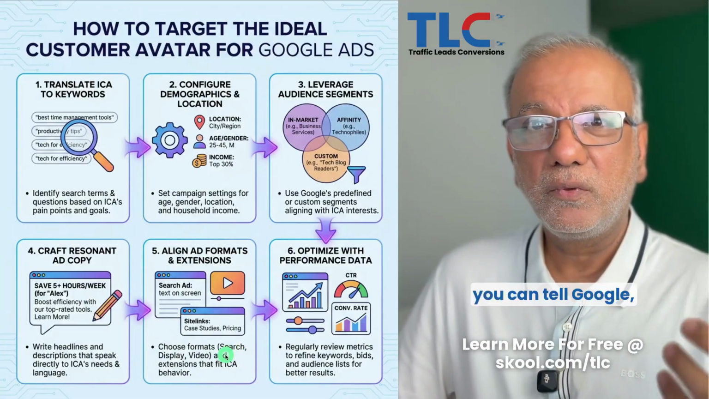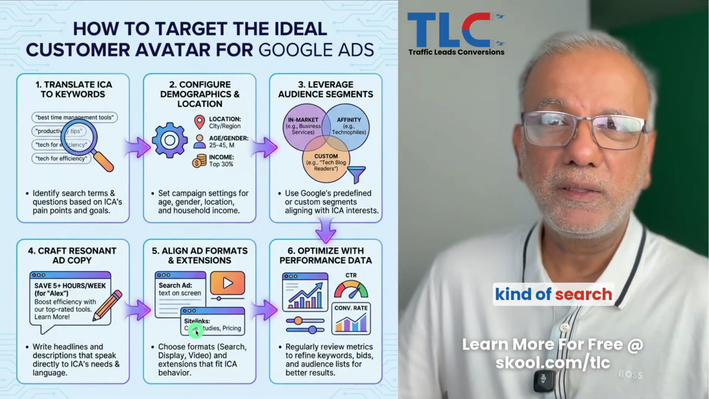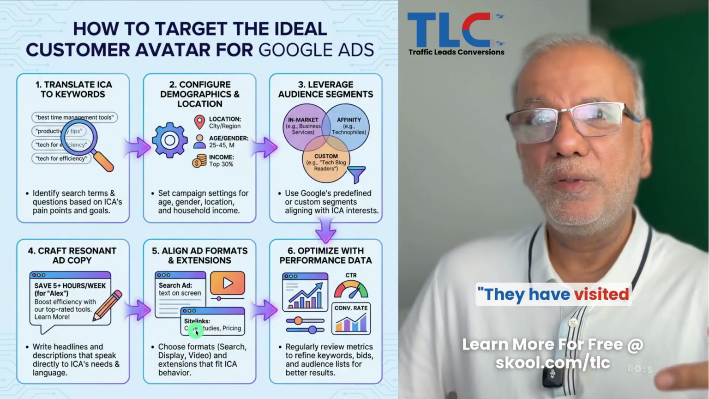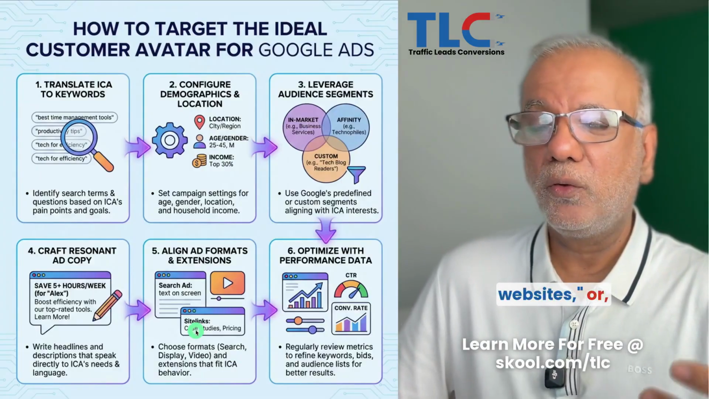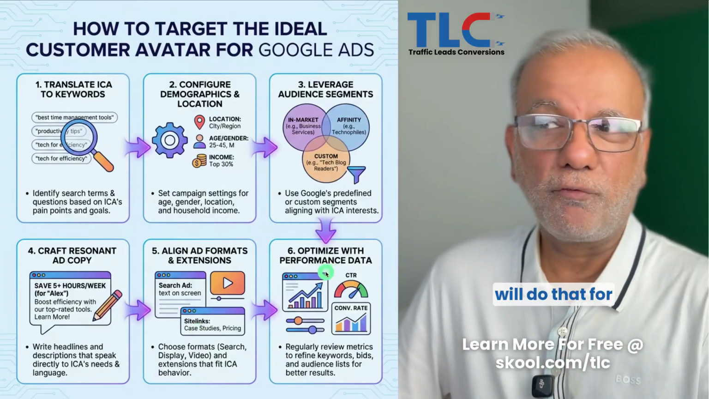So you can tell Google, find me people who have searched these kinds of search terms, or they have visited these kinds of websites, or they are using these kinds of apps, and it will do that for you.